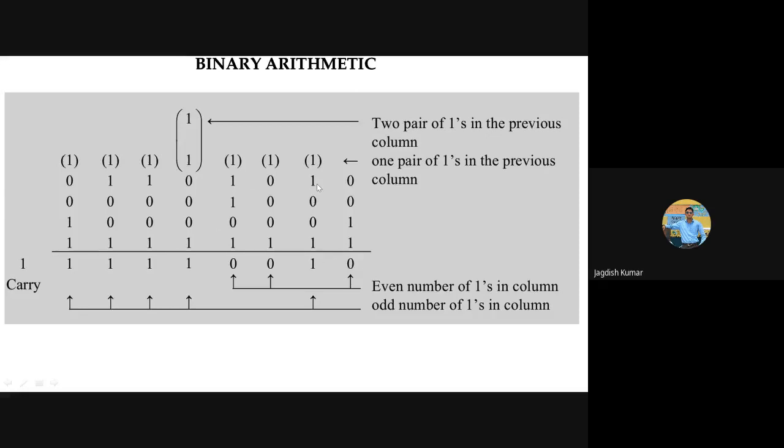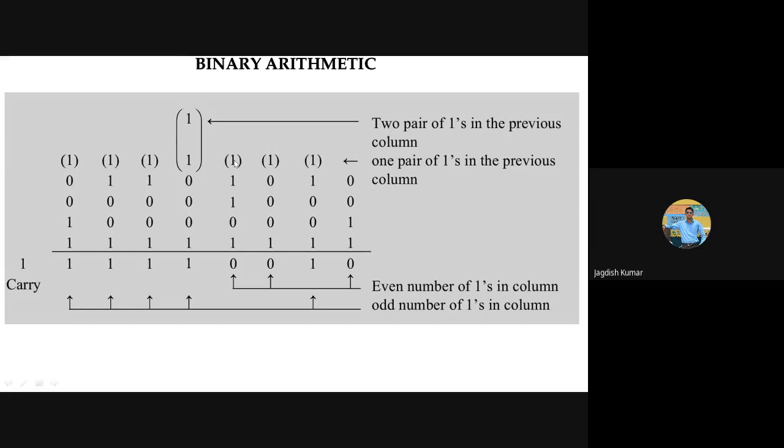Here the number of ones is 1, 2, 3, so the output will be 1, because if the number of ones is odd, the output will be 1. I hope you are able to follow my words and understand the logic. So this will be 1, and for one pair there will be one carry. Here there is just an even number of ones, so the output will be 0, and the carry will be 1.